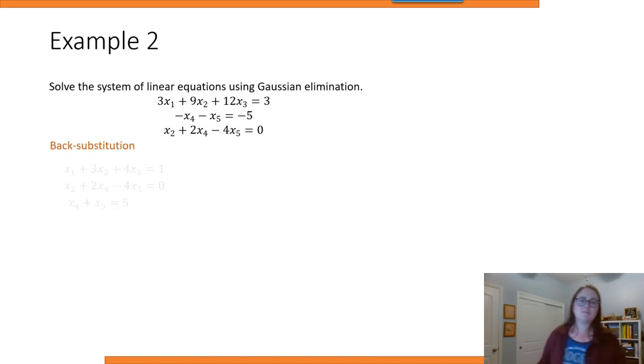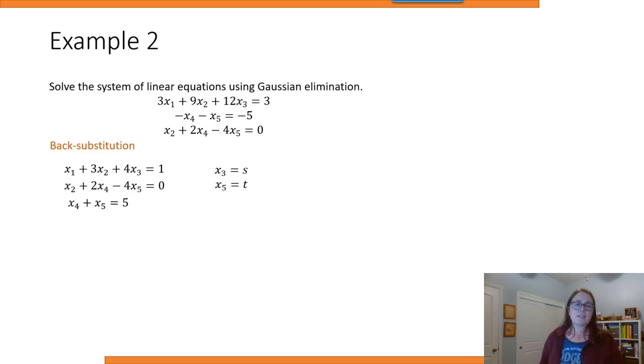Okay, for back substitution, here's our system that we came up with from the reduced row echelon form of the matrix. And we identified that we had 2 free variables. So I'm just going to give those new names to make it a little bit easier to work with. I'm going to say x3 is S and x5 is T. And now I'm going to back solve here. I'm going to plug those into the equations and see if I can get an expression for all 5 variables by the end of this.